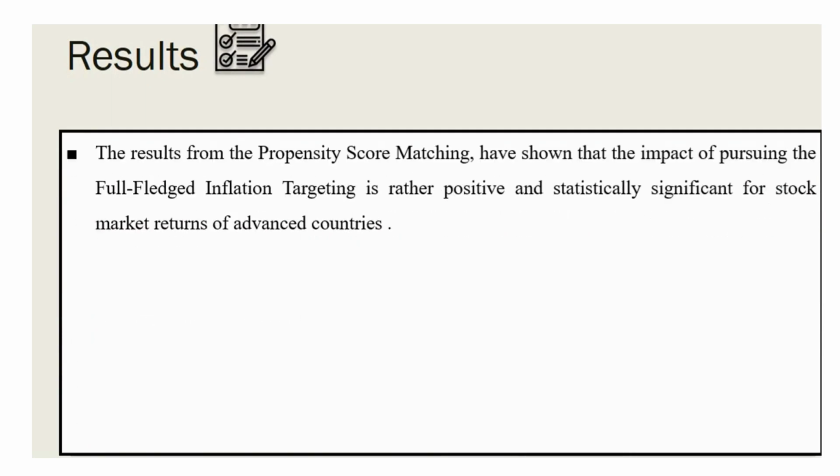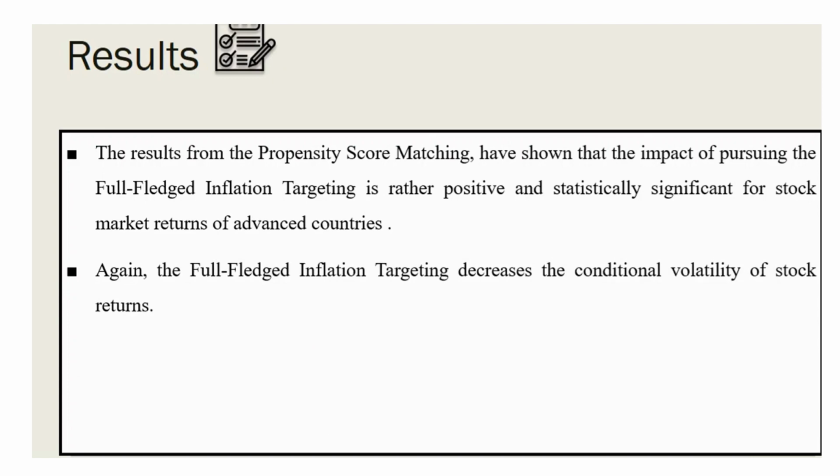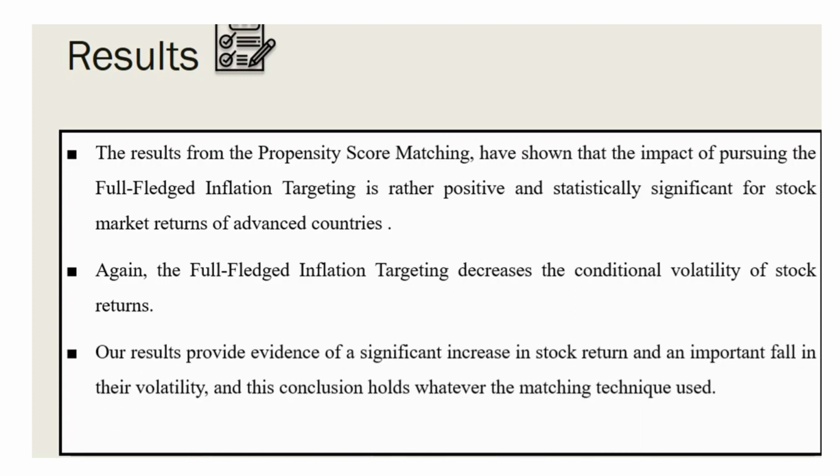So, chief results found in this study. The results from propensity score matching have shown that the impact of pursuing full-fledged inflation targeting is rather positive and statistically significant for stock market returns of advanced countries. The full-fledged inflation targeting decreases the conditional volatility of stock returns. The results provide evidence of a significant increase in stock return and an important fall in their volatility, and this conclusion holds whatever the matching technique used.